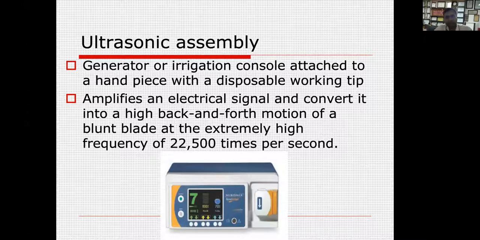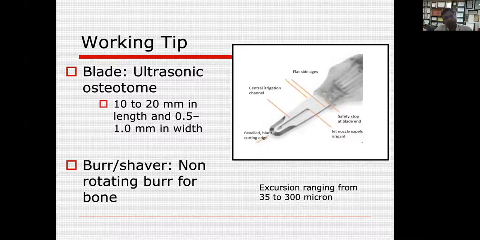It basically amplifies the electrical signal and converts it into a high back and forth motion of a blunt blade at the extremely high frequency of around 22,000 times per second. The working tip can be in the form of a blade, which comes in different lengths, usually around 10 to 20 millimeters in length and 0.5 to 1 millimeter in width. And it works basically as an ultrasonic osteotome.